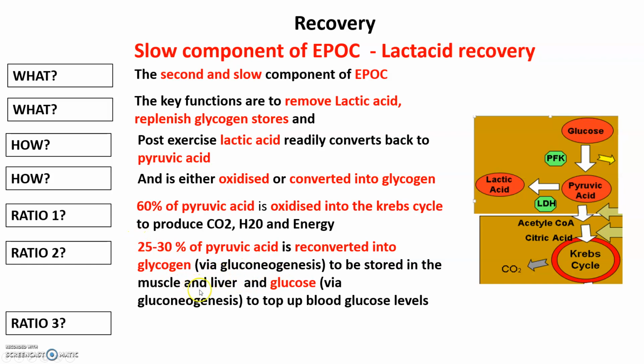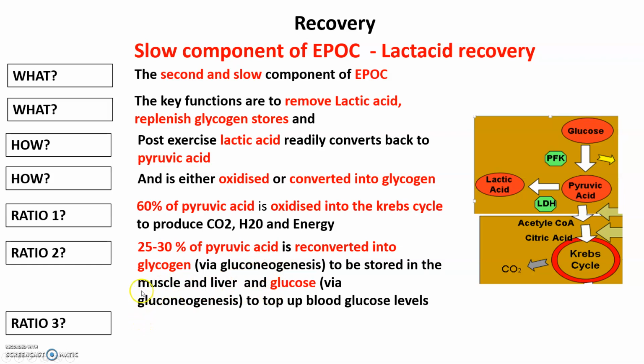This is stored in the muscle and liver, and then pyruvic acid is reconverted into glucose via gluconeogenesis, and that's to top up blood glucose levels. So you've got glyco for glycogen and glucone for glucose, and then it's just neogenesis at the end. So 30% of this pyruvic acid is reconverted into glycogen or glucose via glyconeogenesis or gluconeogenesis.